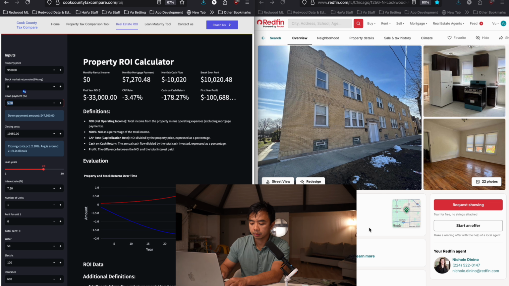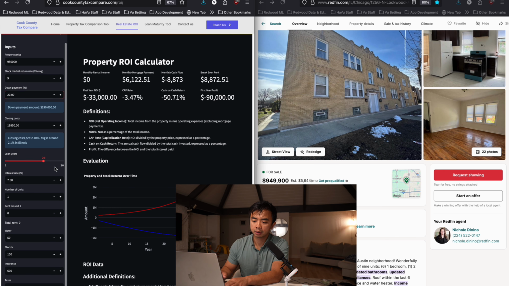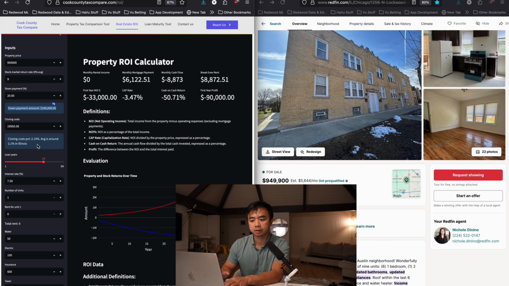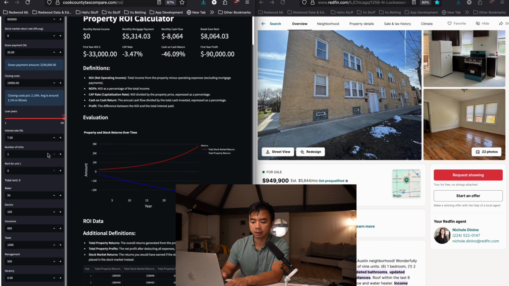Down payment is gonna be, this is a 9-unit property, so it would not qualify for FHA. It would not qualify for a regular conventional loan. So you would need a commercial loan that requires 20% down. So we enter 20% down here. So basically, we're gonna need $190,000 down, and then plus another $20,000 in closing costs for a total of $210,000. It's gonna be a 30-year loan.